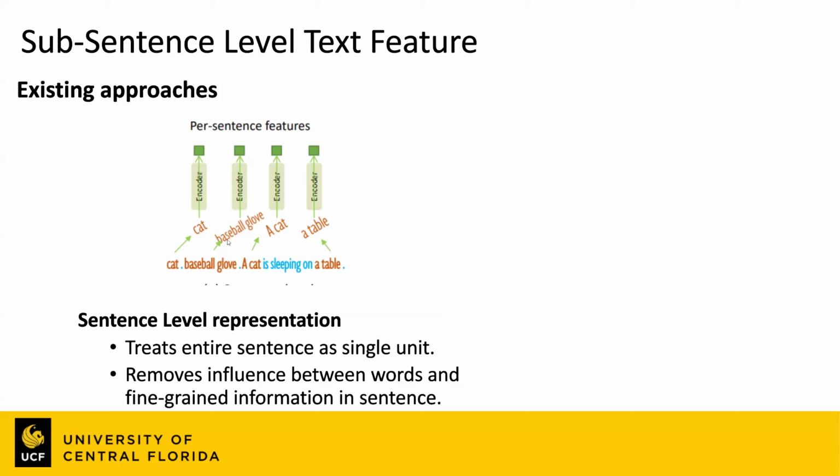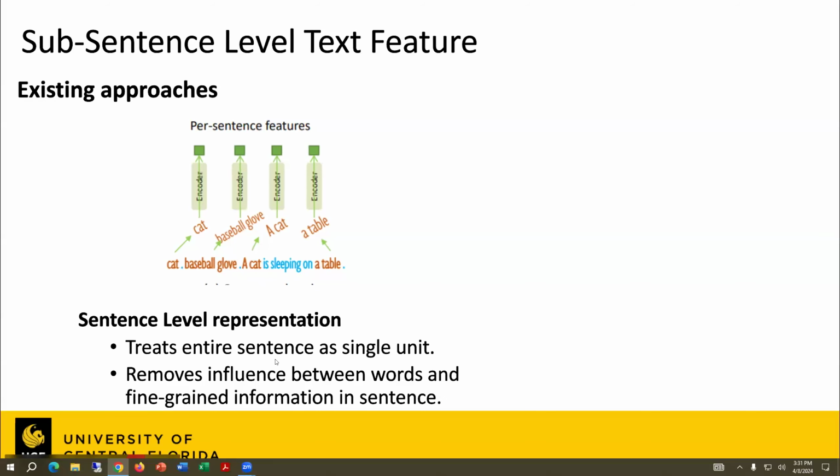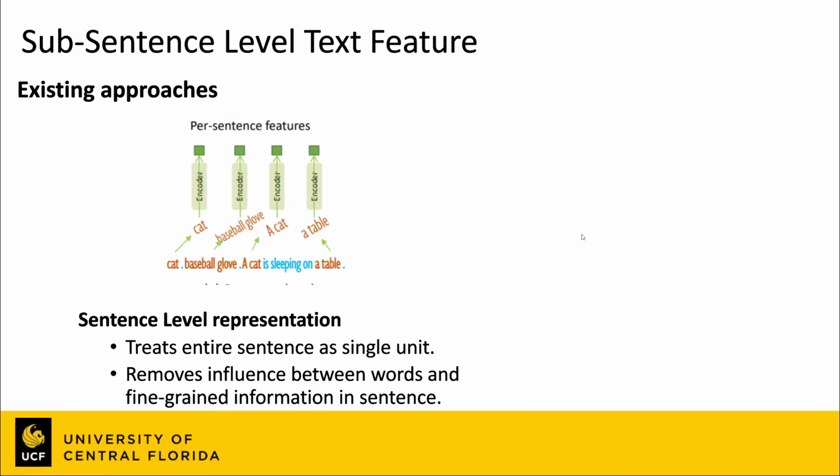Baseball glove is treated as a single unit. And if the sentence has more than one phrase, it extracts only the phrases and ignores the rest of the words. So in this case, they have considered cat and table and ignored this part of the sentence. Also, there is no interaction between these features. So there are two main drawbacks in this method. One is it removes the influence between words and also the fine-grained information in the sentence.